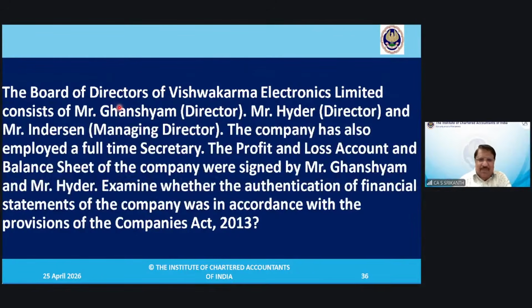Here, similar, I'm just giving to show you how frequently it is being tested. 2 to 3 marks, not more than that. The board of directors of Vishwakarma Electronics Limited consists of Mr. Ghanshyam, Mr. Haider, and Mr. Inder Singh. The company has also employed a full-time secretary. The P&L account and balance sheet were signed by Ghanshyam and Haidar, obviously. Inder Singh should also sign, and the full-time company secretary should also sign. Unless this is done, the authentication is not in accordance with the provisions of Companies Act 2013.